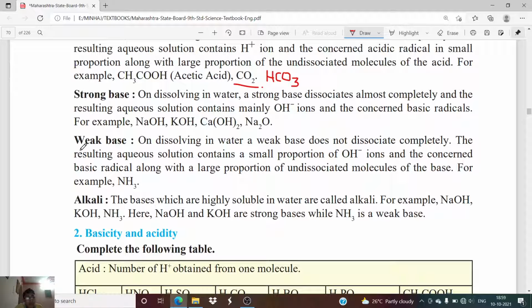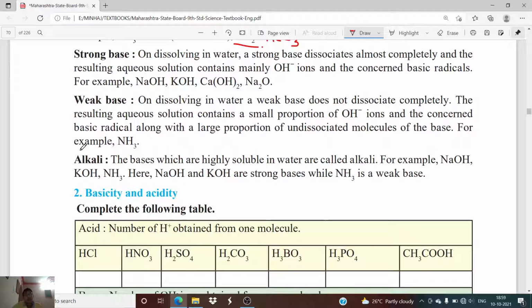then weak base. Okay, what are the examples of weak base? Let us see what is weak base first. On dissolving in water, a weak base does not dissociate completely, and the resulting aqueous solution contains a small proportion of OH minus ions and the concerned basic radical along with a large proportion of undissociated molecules of the base. For example, NH3. Okay, so any base which on dissolving in water does not dissociate its ions completely, then in that case we can say that the compound or the base is a weak base. Okay, and the example of weak base is given here, that is NH3. Okay, so ammonia is the example of weak base.